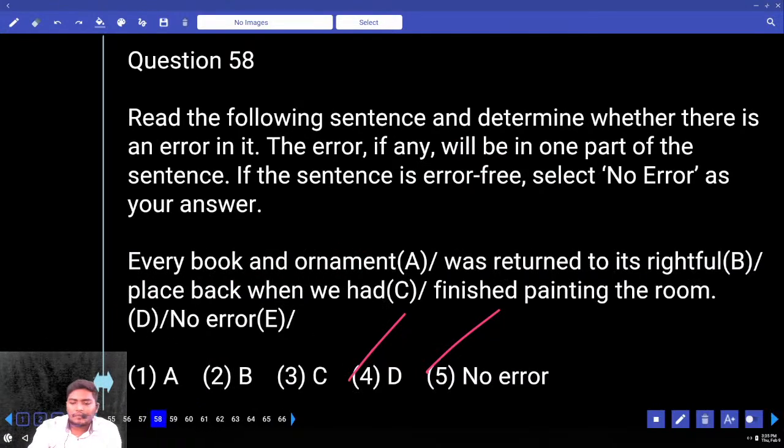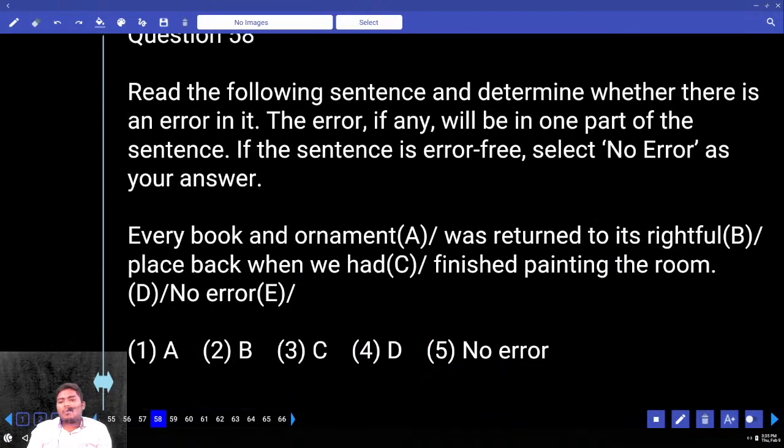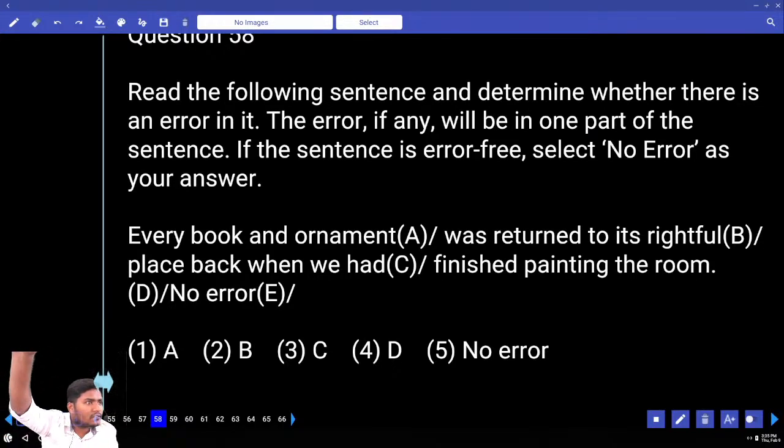Next, move to 58. Every book and ornament was returned to its rightful place back when he had finished painting the room. Tell me the answer. Very important rule, very nice rule. How many of you say there is an error in this sentence? What is the error?